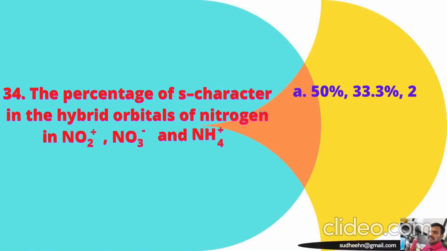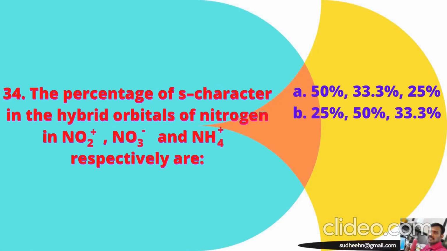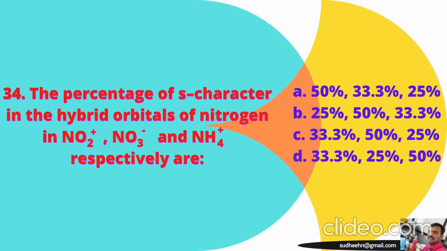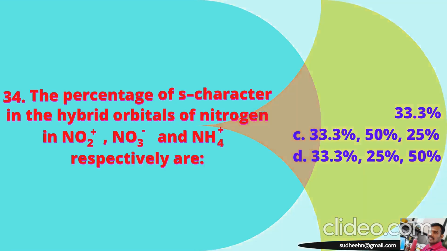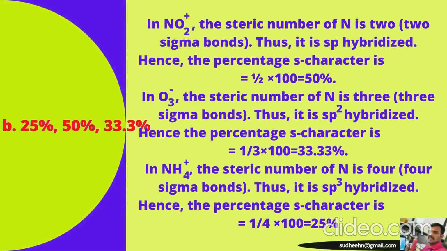Next, question number 34. The percentage of S character in the hybrid orbitals of nitrogen in NO2+, that is the nitronium ion, NO3-, that is the nitrate ion, and NH4+, that is the ammonium ion, respectively are option A: 50%, 33.3%, 25%. Option B: 25%, 50%, 33.3%, and option C: 33.3%, 50%, 25%, and option D: 33.3%, 25%, and 50%. And the right answer is option B, that is 25%, 50%, 33.3%.